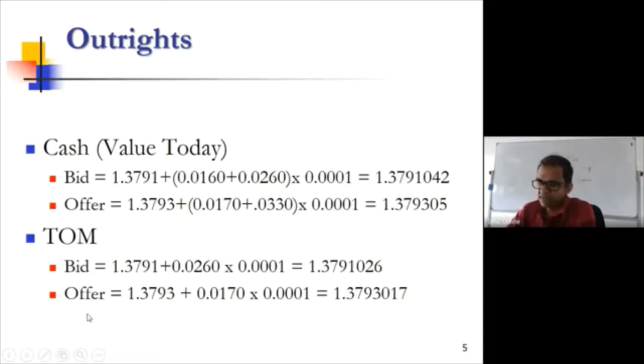But in the Tom transaction, what does it mean? In a Tom transaction, the trade date is today, the settlement date will be tomorrow. So what would be the applicable rate? If you want to buy, this offer rate would be the applicable rate. If you want to sell, this bid rate would be the applicable rate, assuming you are a market taker.